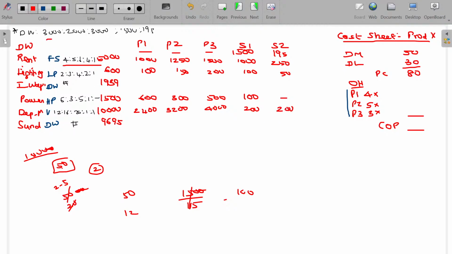And what is the total of this one? I think 9,695. This value is also the same. So, the final value will be the same. 3,000, 2,000, 3,000, 500 and 195.